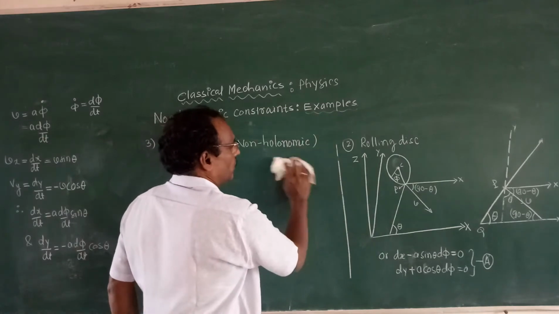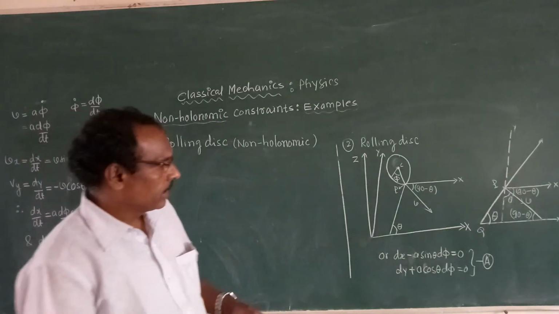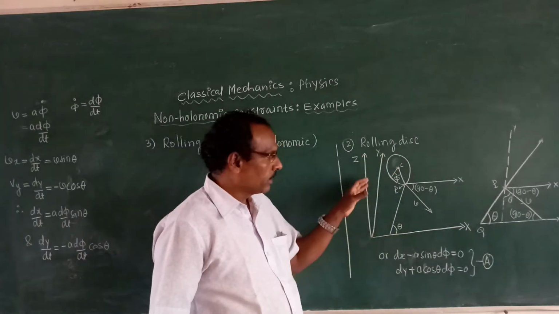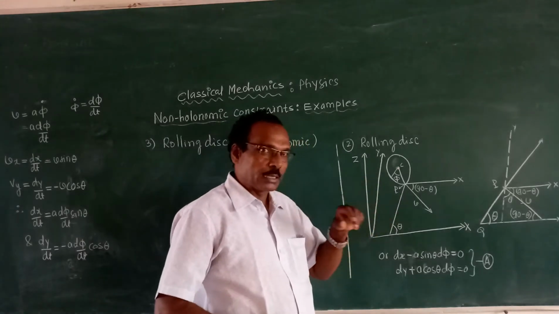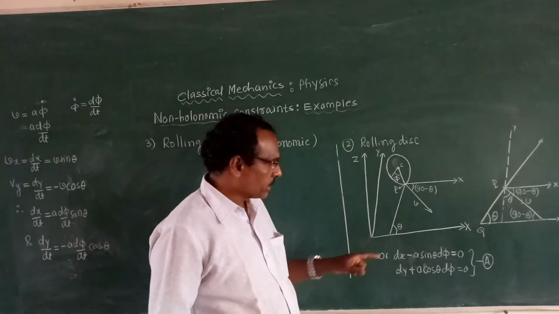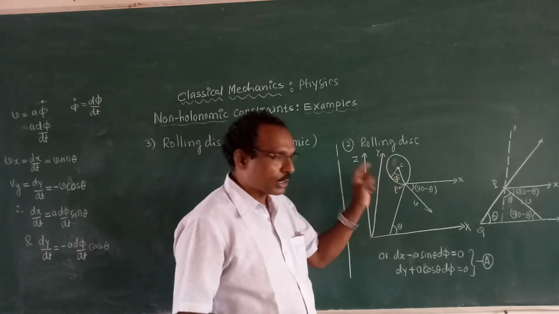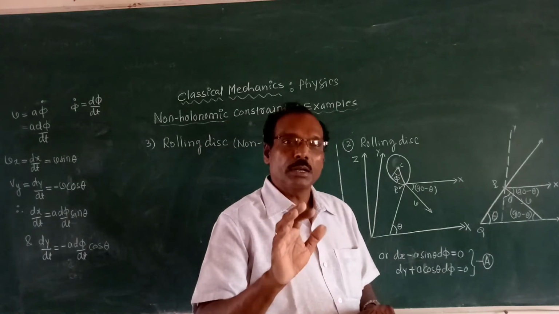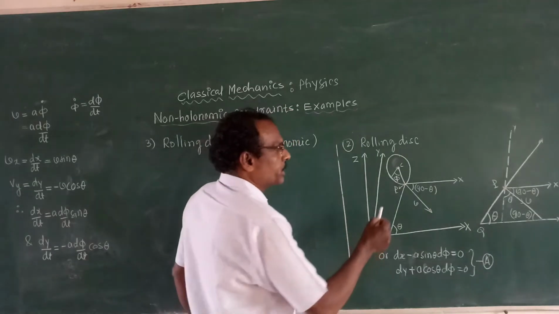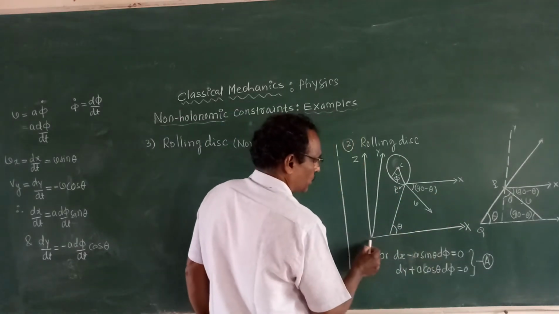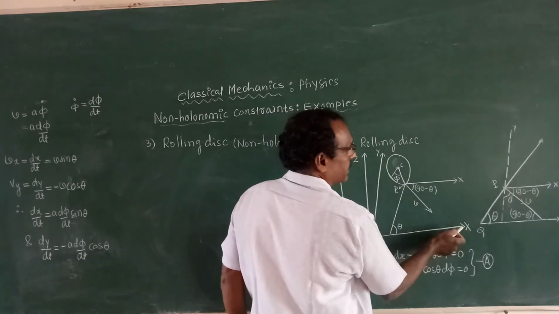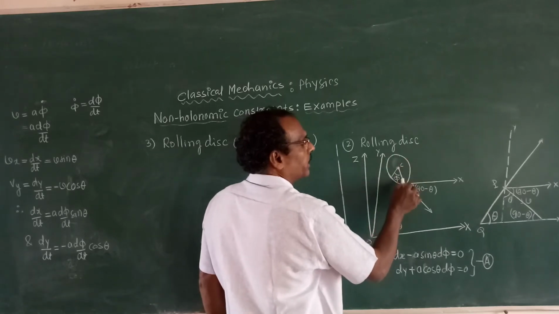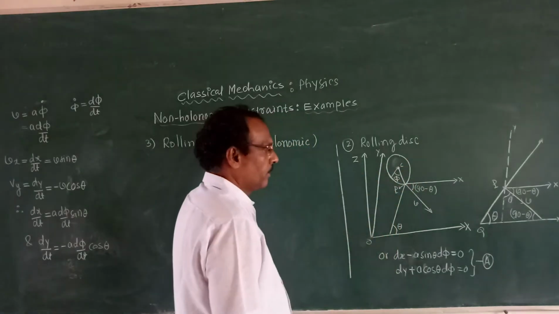This coordinate system is adjusted or taken as per the convenience of the person solving the problem. Well, this is the coordinate system x, z and y. This is a disc rolling on a rough vertical xy plane. So this is parallel to the x-axis. This is O, and this disc is rolling in the xy plane.